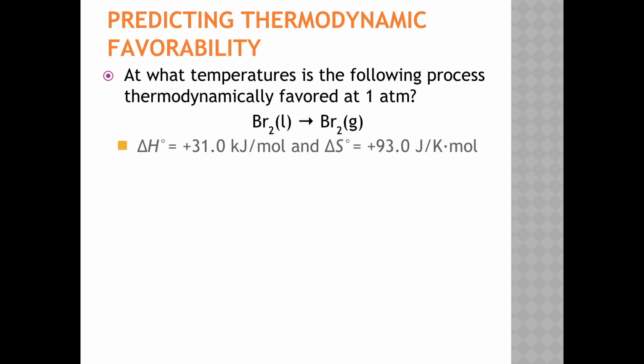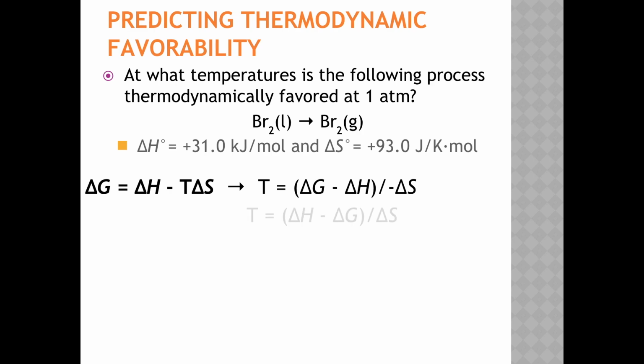For this process, standard delta H is positive 31.0 kilojoules per mole, and standard delta S is positive 93.0 joules per mole Kelvin. Since delta S is positive, but the process has a positive delta H, that means that there will be some temperatures where the fact that it is endothermic will make the process unfavorable. So let's look at the free energy equation again, but we'll solve it for temperature. The temperature in Kelvin is equal to delta G minus delta H all over negative delta S. Or better yet, delta H minus delta G all over delta S to get rid of that extra negative sign.